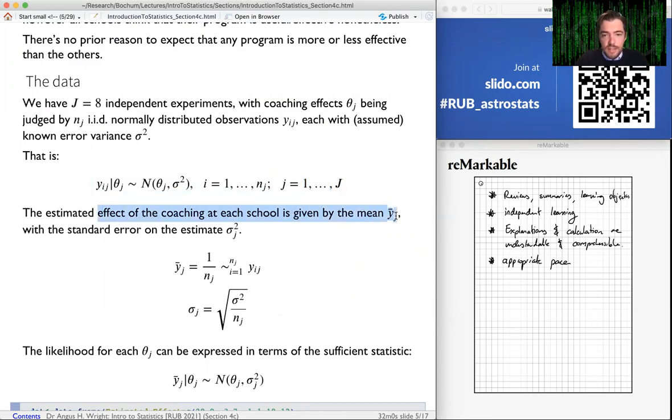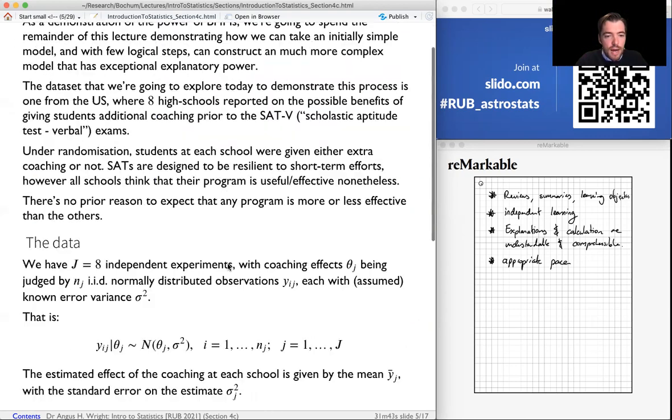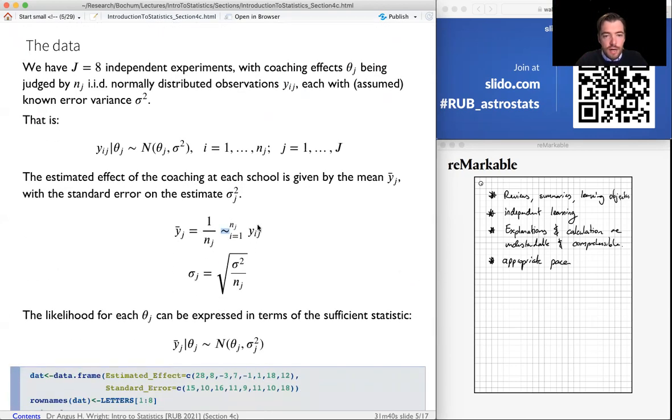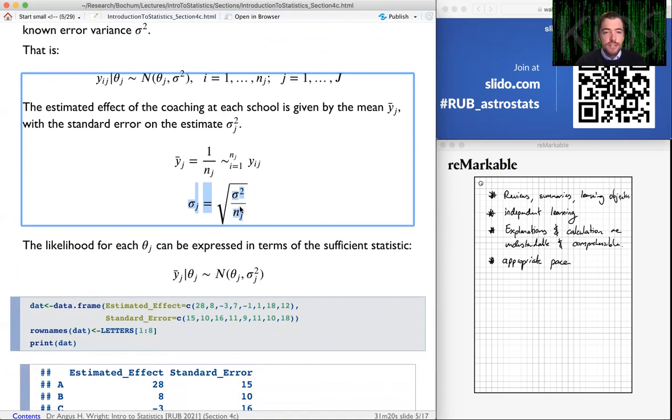The estimated effect of the coaching at each school is given by the mean of all of the student values at that school. So we just have some arithmetic mean, which sums over Y_ij and is divided by N_j. And we have some uncertainty on that mean, which is the standard uncertainty on the mean, given by the standard deviation divided by the square root of n.